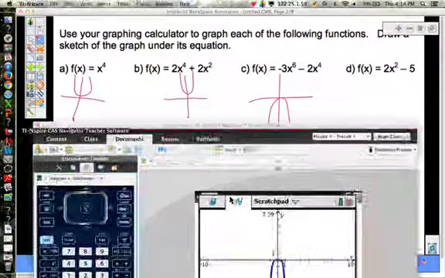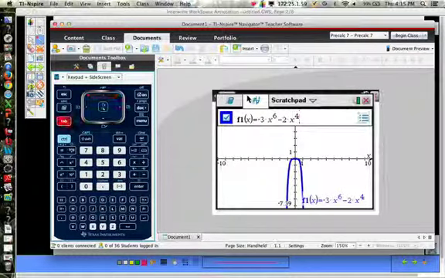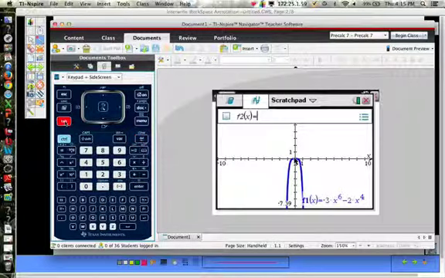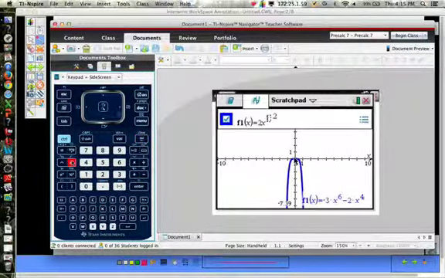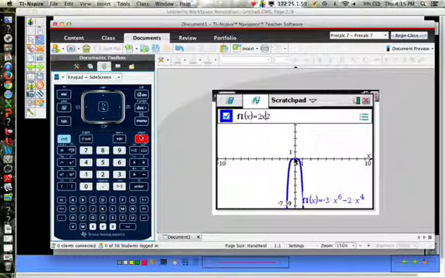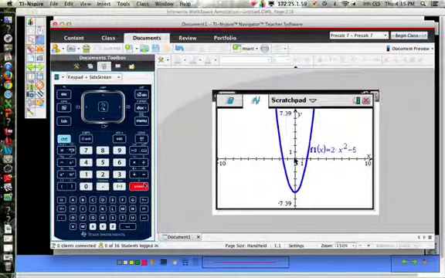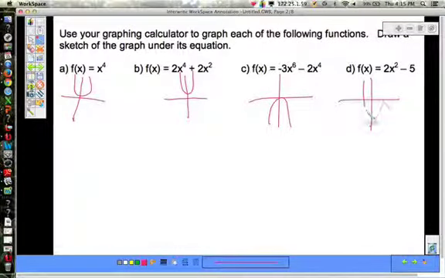And then that last one, 2x squared minus 5. Oops, tab. Some of you guys might recognize this, that it's that parabola, and something's messed up here. My bad, it's squared minus 5. Okay. So let's see.